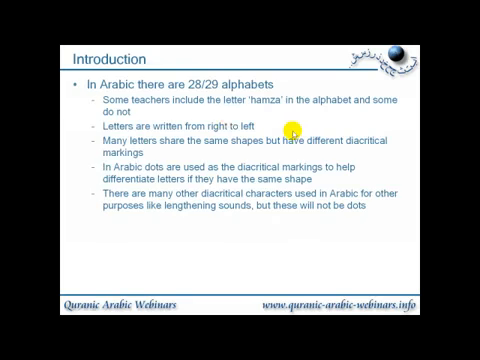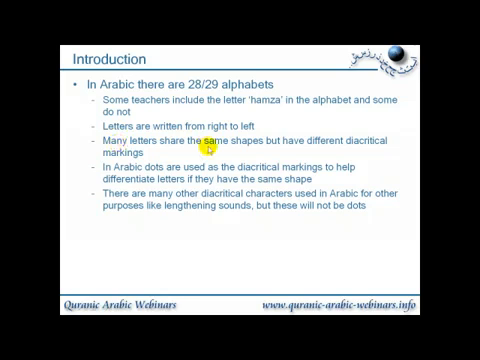Introduction. In Arabic, there are 28 or 29 alphabets. Some teachers include the letter Hamza in the alphabet and some do not. That's why we have a difference of either 28 or 29. Letters are written from right to left, so the opposite of the way you write in English.